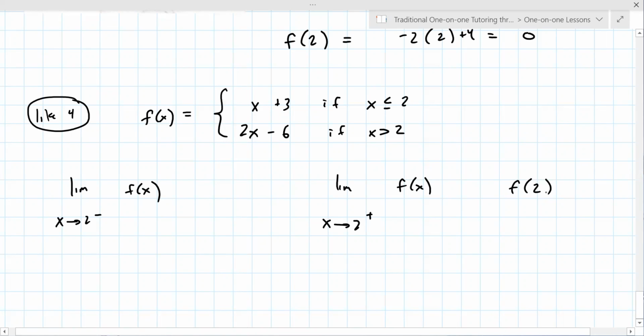Okay, so from the left, we're going to do the first one. 3, 2.